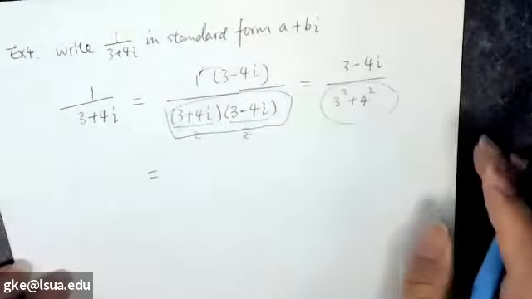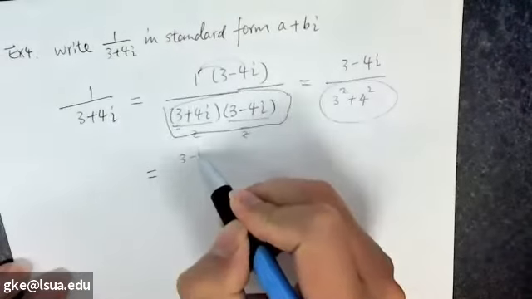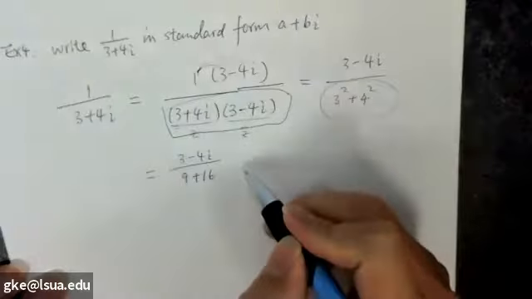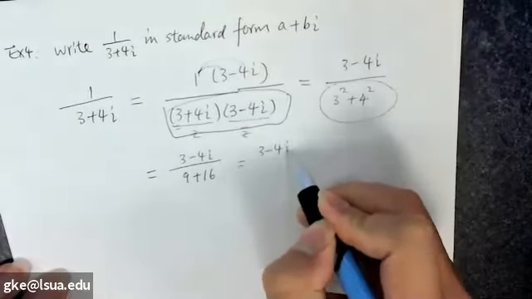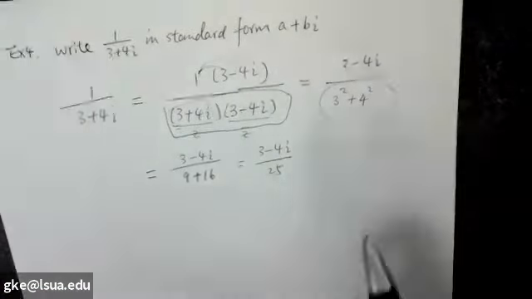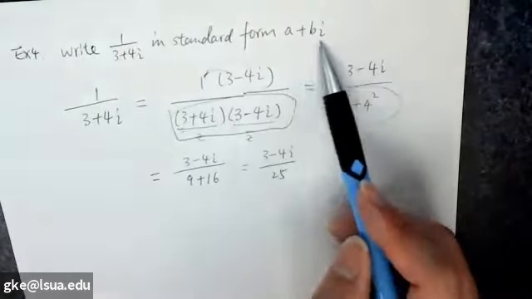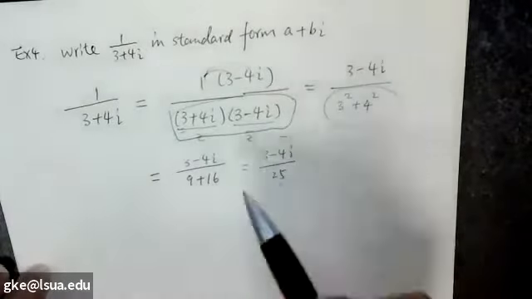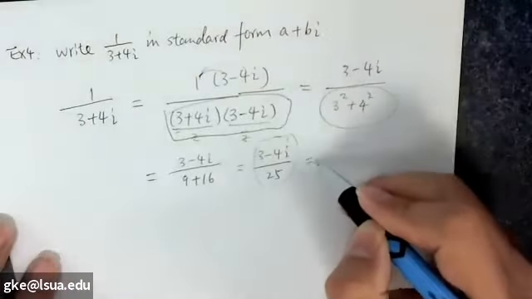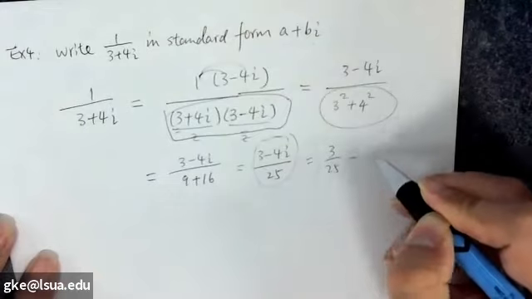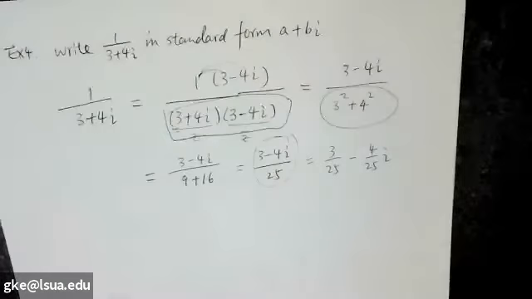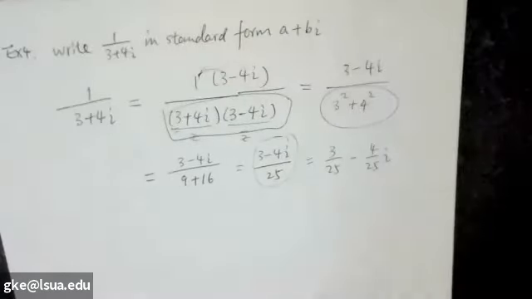Now we're gonna get 9 plus 16. And this guy is 3 minus 4i, 25. All right. Now the thing we need to write down is a plus bi. We can spread these two terms, 3 and negative 4i. So we can write it down as 3 over 25 minus 4i over 25. Okay. Do you understand? We can spread these two terms.